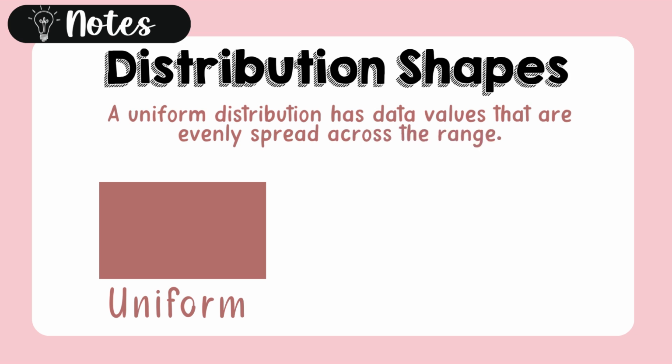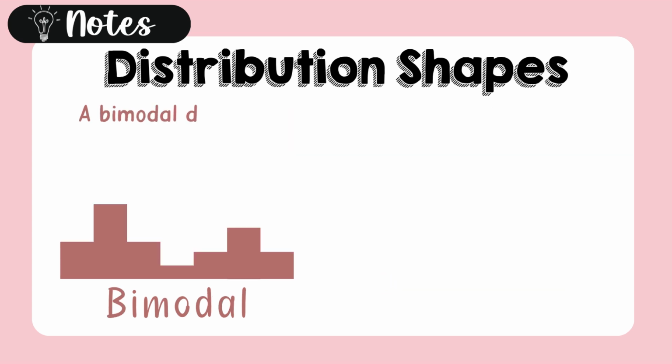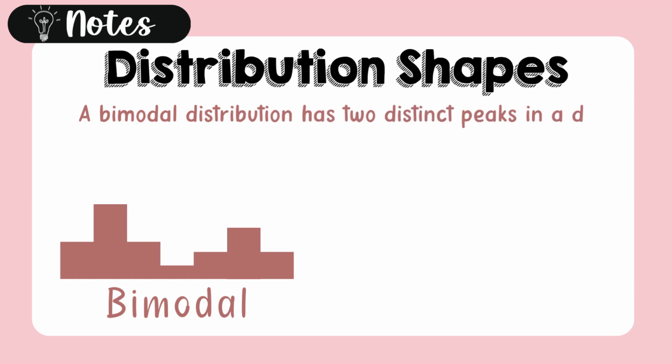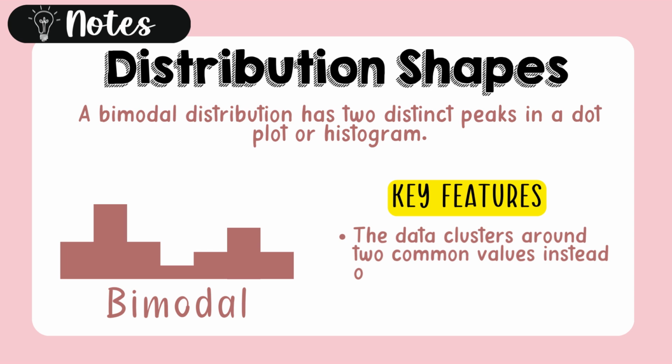Some key features are that there are no peaks, and every value is roughly equally common. Next is bimodal, and a bimodal distribution has two distinct peaks in a dot plot or a histogram. Some key features are that the data clusters around two common values instead of just one.